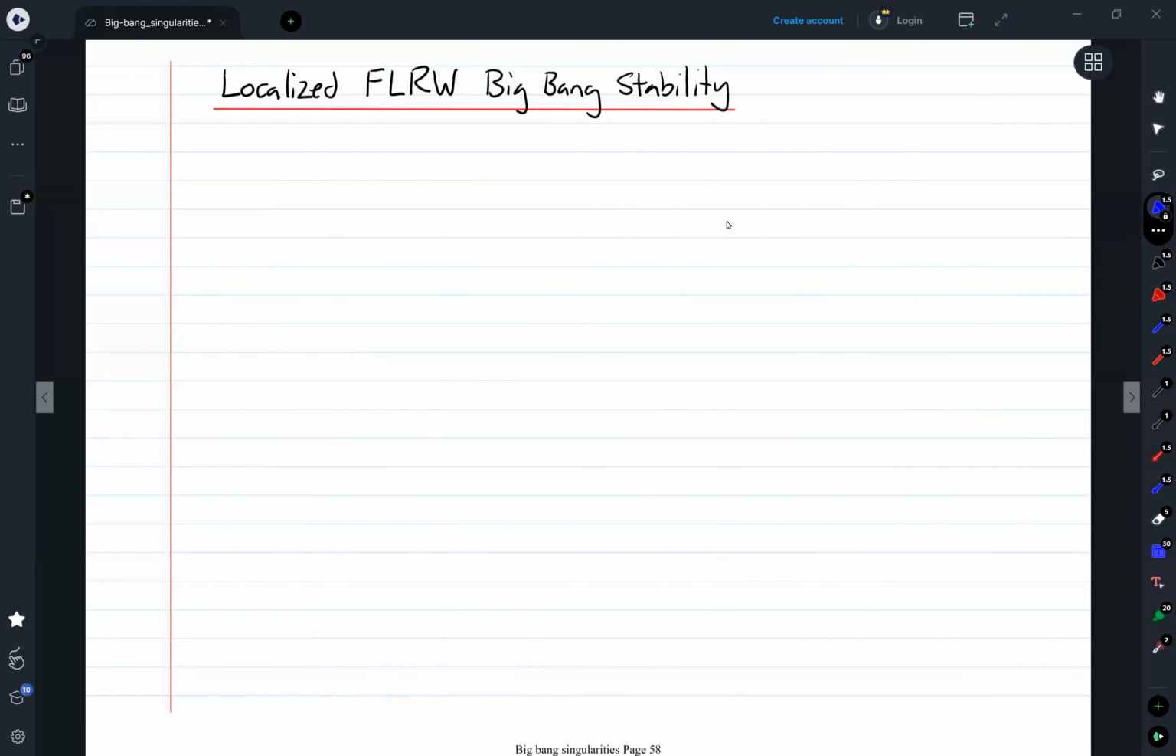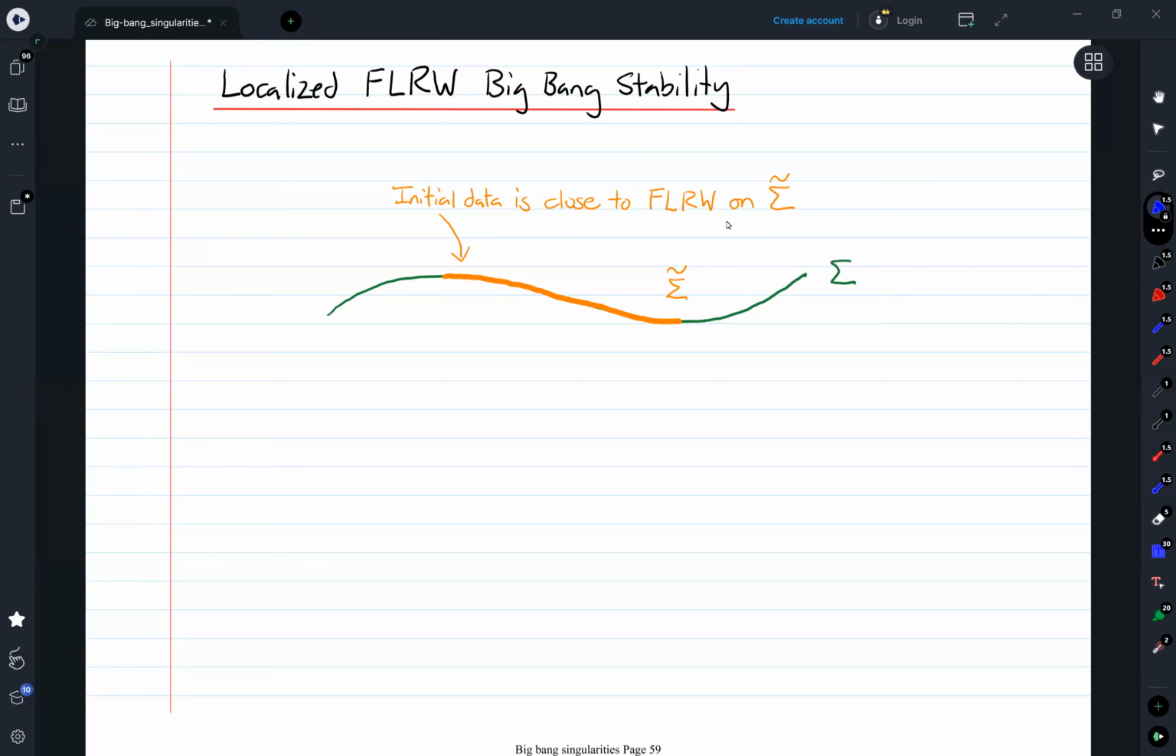All right, so maybe I'll just say in the last 5 minutes a quick word. This is where my collaborator Florian Beyer and I went back and revisited this problem, and we wanted to see if it's possible to look at a localized version. So what does a localized FLRW Big Bang stability look like? Well, it looks basically the same. We have the starting hypersurface sigma, but we don't look at the whole hypersurface. We only look at a subset.